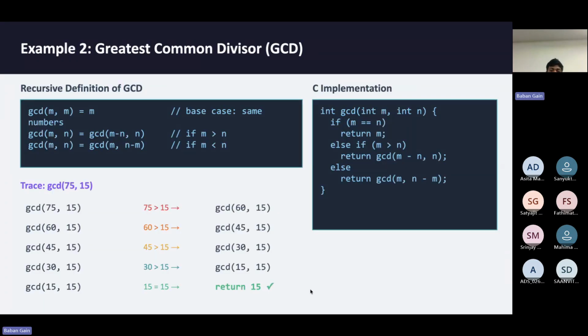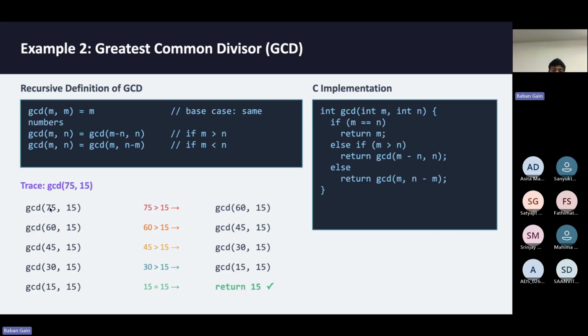Similarly, you can do some other things like greatest common divisor. Suppose you have written an algorithm that if m equal to n, so if both of them are equal, then return m. Otherwise, if the first one is greater than the last one, then subtract the last one from the first one, and otherwise subtract the first one from the second one.